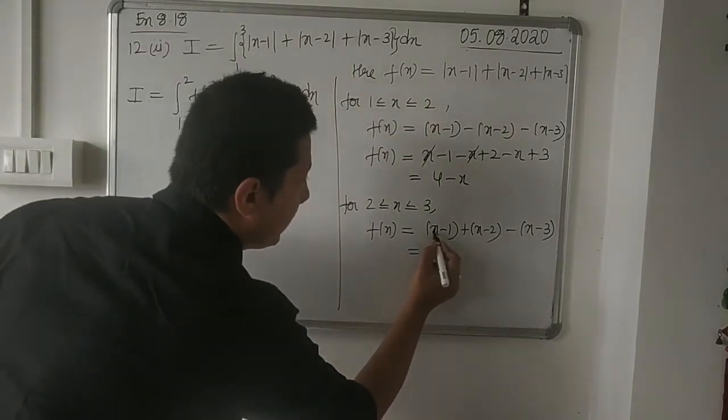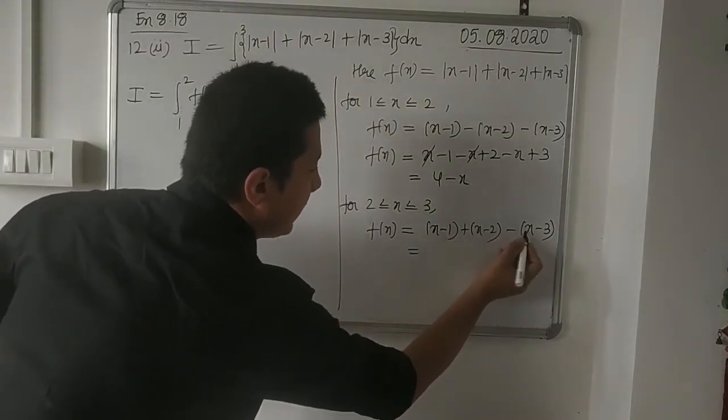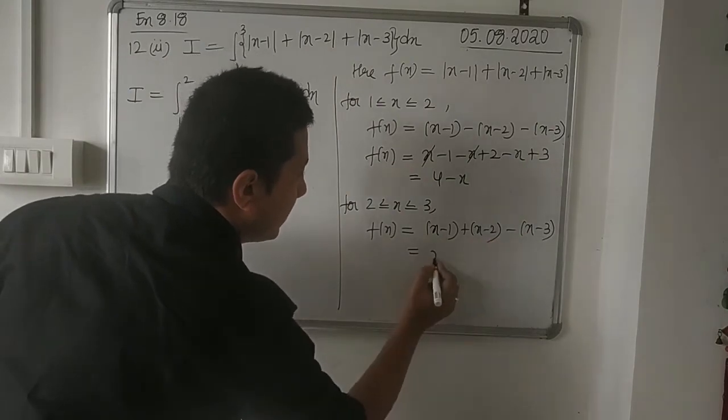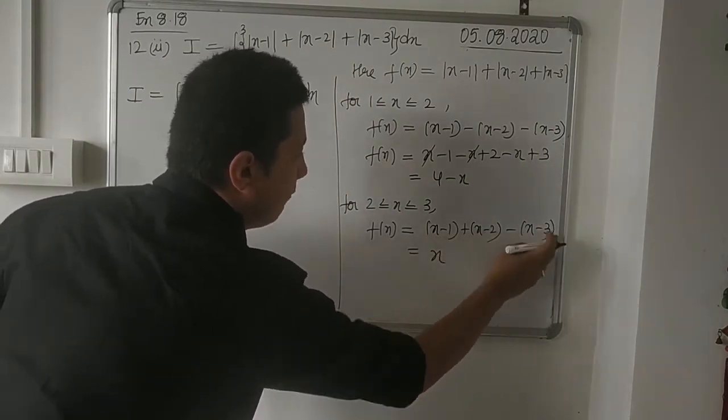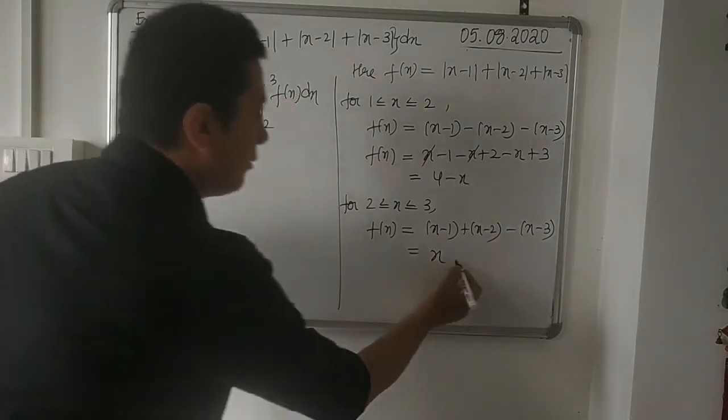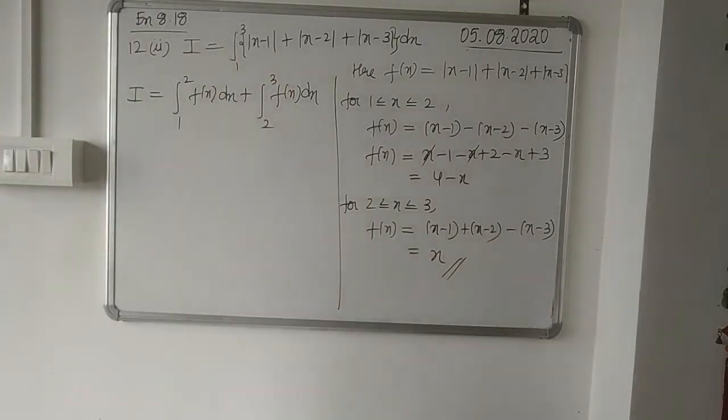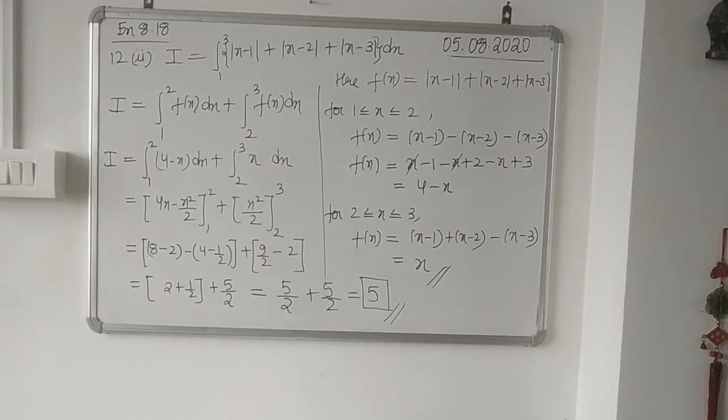So therefore x plus x and minus x. So 2x minus x is x, minus 1 minus 2 is minus 3, and plus 3. So I think it gets cancelled out, so the only value will be x. So these are the values of f(x) in the given intervals. Pause the video, note it down.